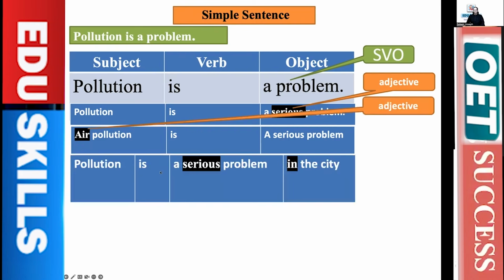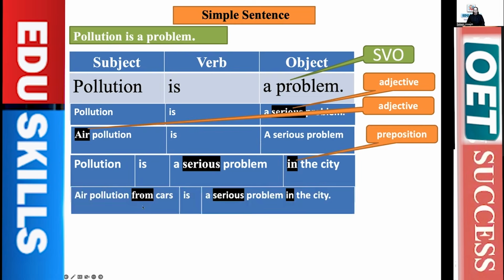Then pollution is a serious problem in the city. You can add a preposition, so it becomes even longer. There is a preposition, in the city, which says where it is. And air pollution from cars, you can add another preposition, from cars. You see, air pollution from cars is a serious problem in the city. So you have one more preposition added here. So you have two prepositions and an adjective in the sentence. Still, it remains a simple sentence.